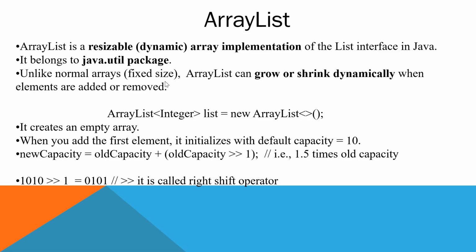Unlike a normal array which has a fixed size, ArrayList can grow or shrink dynamically when elements are added or removed. So when we add or remove elements, it will grow and shrink accordingly.